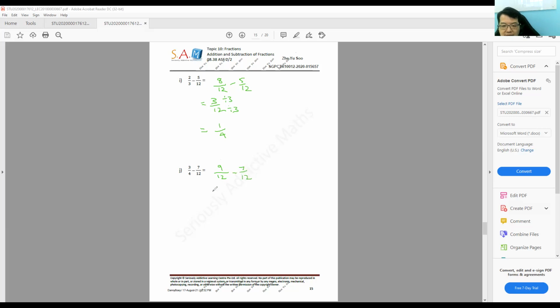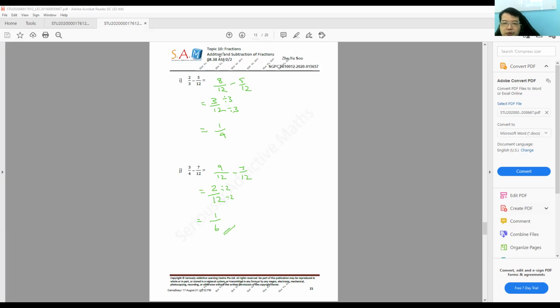9 out of 12 minus 7 out of 12 equals 2 out of 12. And obviously, even number, you know that this is not the simplest form. Let's divide by 2. And the answer is 1 out of 6.